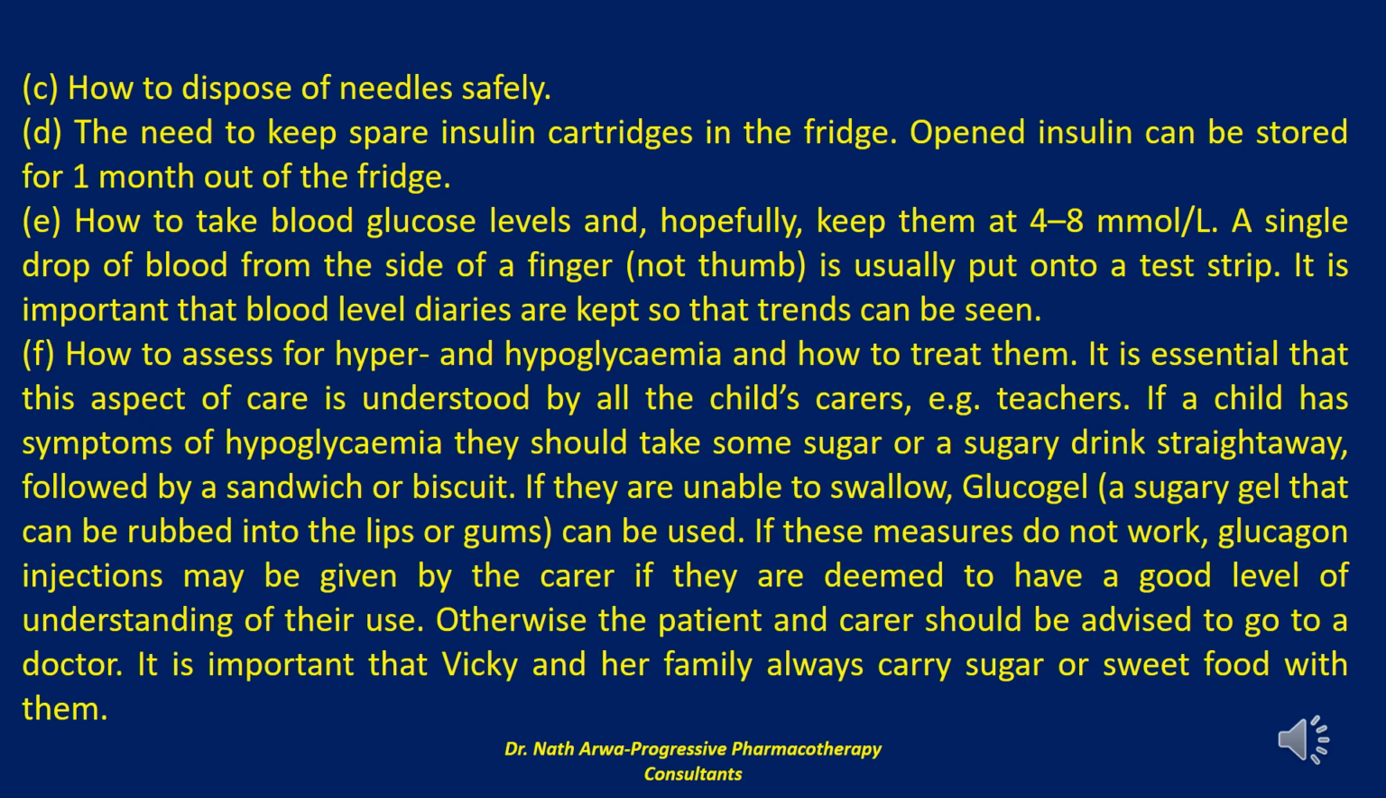F. How to assess for hyper and hypoglycemia and how to treat them. It is essential that this aspect of care is understood by all the child's carers, e.g. teachers. If a child has symptoms of hypoglycemia, they should take some sugar or a sugary drink straight away, followed by a sandwich or biscuit. If they are unable to swallow, glucogel, a sugary gel that can be rubbed into the lips or gums, can be used. If these measures do not work, glucagon injections may be given by the carer if they are deemed to have a good level of understanding of their use. Otherwise, the patient and carer should be advised to go to a doctor. It is important that Vicky and her family always carry sugar or sweet food with them.